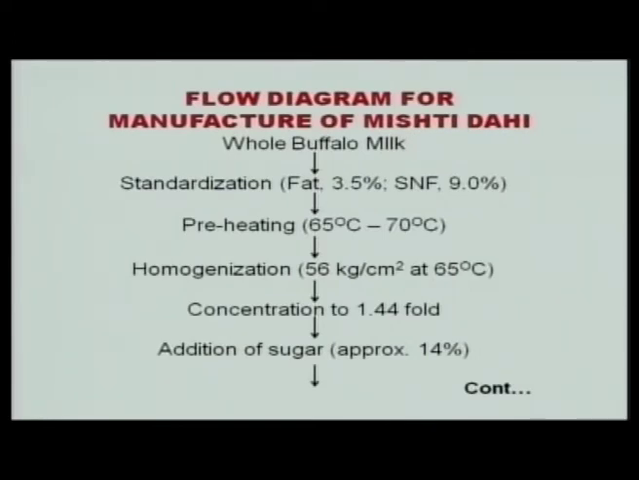The flow diagram for the Mishti dahi is here. With the whole buffalo milk, we standardize it to 3.5%, then we do the preheating, homogenization, concentration to 1.1 to 1.4, addition of sugar, and then heating to 85 degrees centigrade for 30 minutes, cooling to 40 degrees centigrade, and we incubate at 40 degrees centigrade for 6 to 7 hours and store at 4 degrees centigrade.